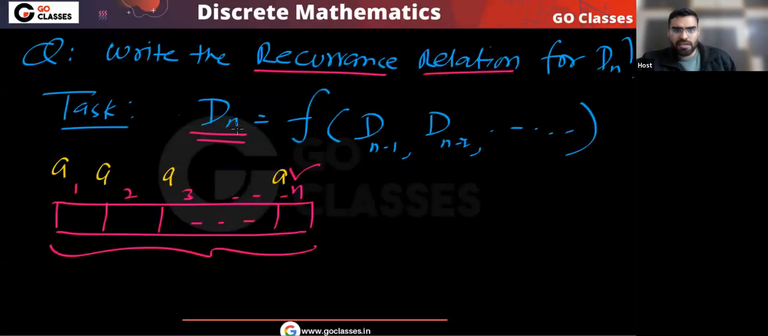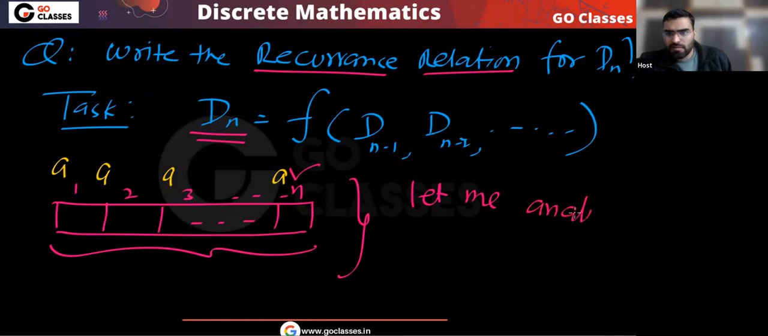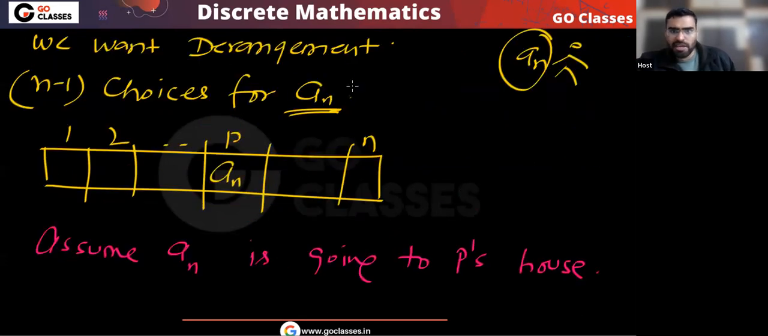Okay, so anyway, here I am taking this an and I am working around an. So analyze around an. You can analyze around anyone, but let me analyze around an. Let us assume an is going, an has n minus 1 choices. Let us assume an is going to P's house. Now there are two cases possible. What are the two cases?